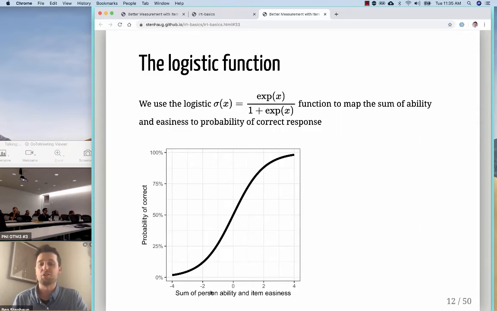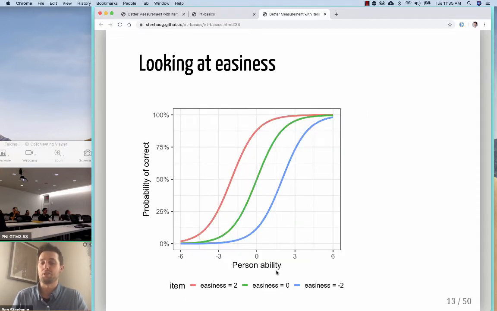And more commonly, I've drawn this here as the sum. More commonly, we'll put the person ability on the x-axis. And then for each item, we can draw a curve corresponding to the easiness. So if the item easiness is 2, it's over here. This is an easier item. One way to reason through this is to think, okay, if I'm a person with ability 0, my probability of getting the item with easiness 2 right is up here. My probability of getting the item with easiness 0 right is here. My probability of getting the item with easiness -2 right is down here. And so you really can think about this as being a horizontal translation, the item easiness, of what we call the item characteristic curve, which maps ability onto the probability of correct.